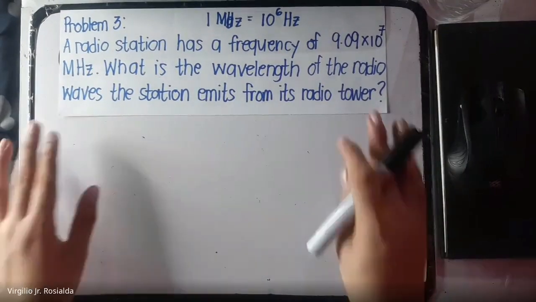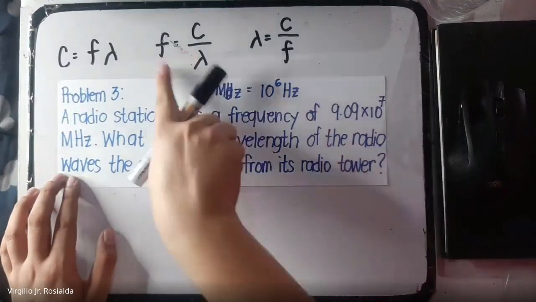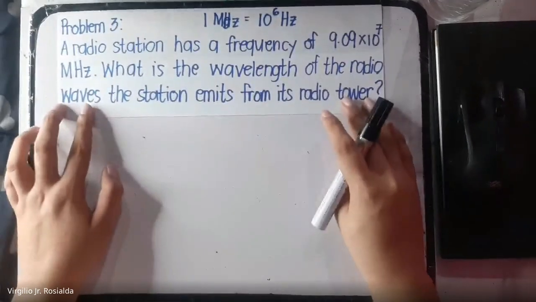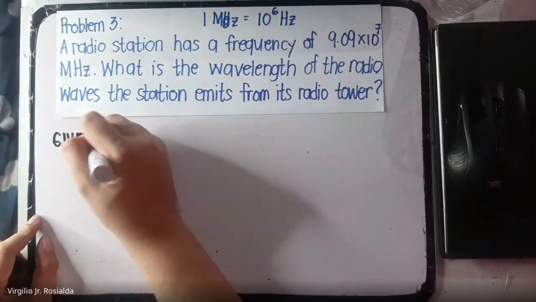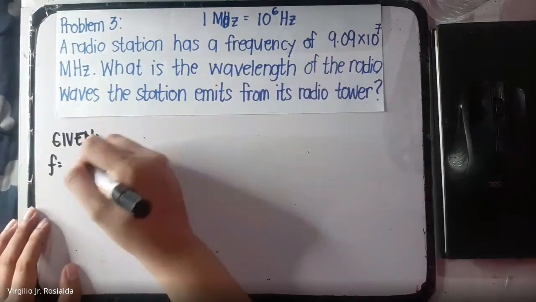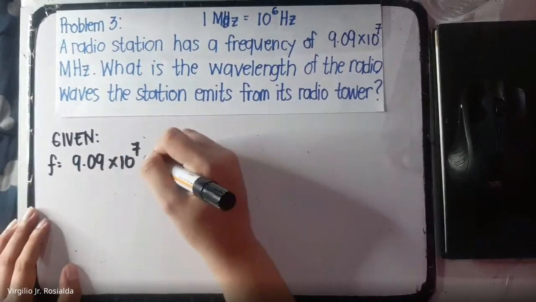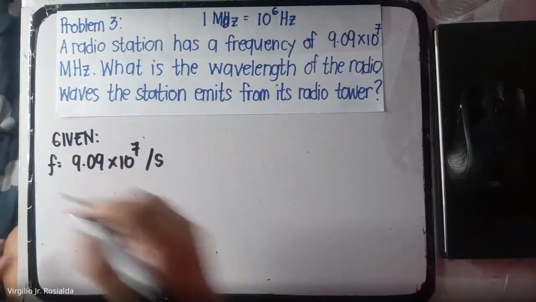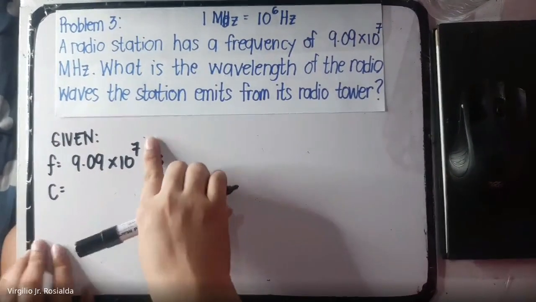So, wavelength. Kukunin lang natin ulit yung formula na ito. Okay? For the wavelength. Frequency, speed. So, yung wavelength yung kukunin natin kasi what is the wavelength? Okay. So, for our given first, may equation na tayo. Given. Ang mga given natin dyan, may frequency agad tayo, obviously, 9.09 times 10 raised to 7 per second. Yun na lang yung gamitin natin para mapakita ko yung cancellation. Our C is, megahertz pala tayo.